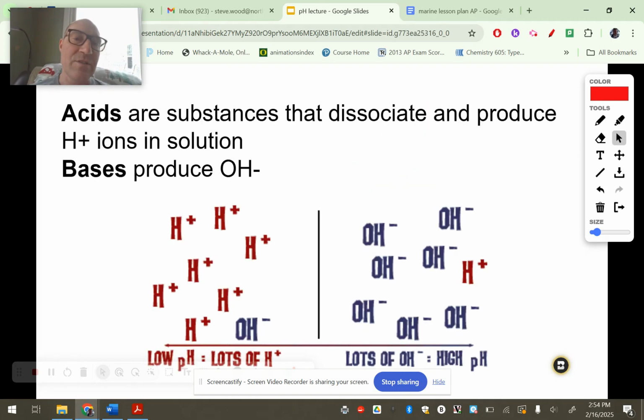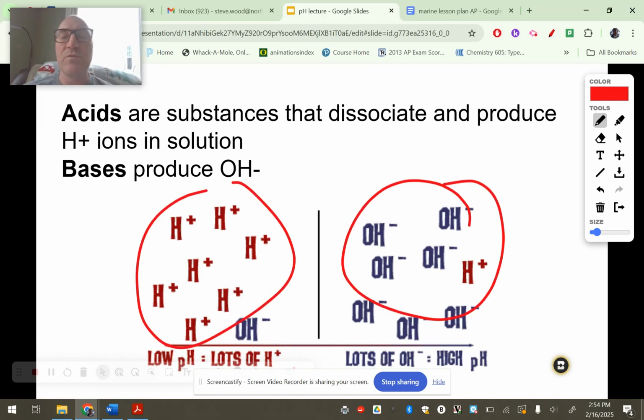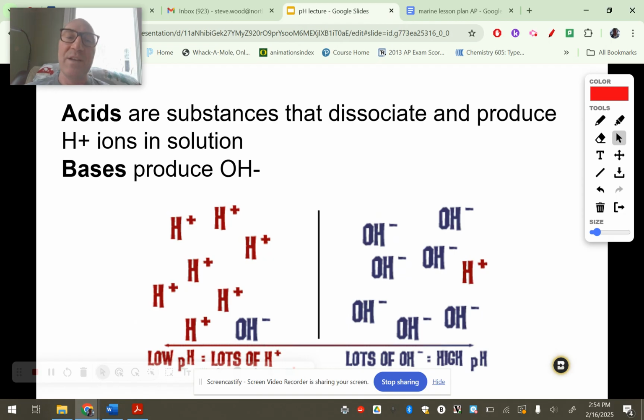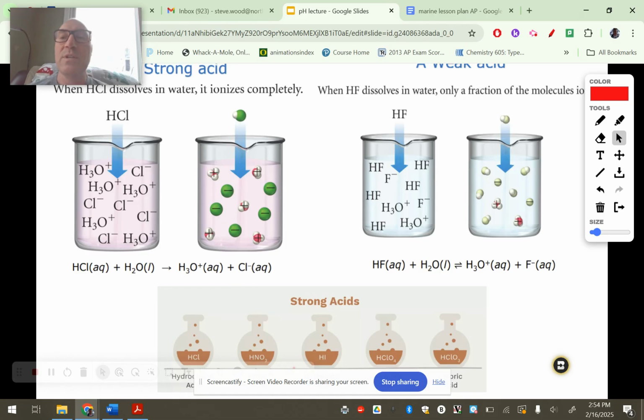All right, so acids are substances that dissociate and produce H+. Lots of H plus means you're a super strong acid, and lots of OH minus means you're a super strong base. And if you have equal amounts, that means you're neither, right? You're just kind of neutral. So the measure of how much acid, H plus, and how much base you have is determined from the concentrations of the OH minus or the H plus. Okay, so a couple things here.